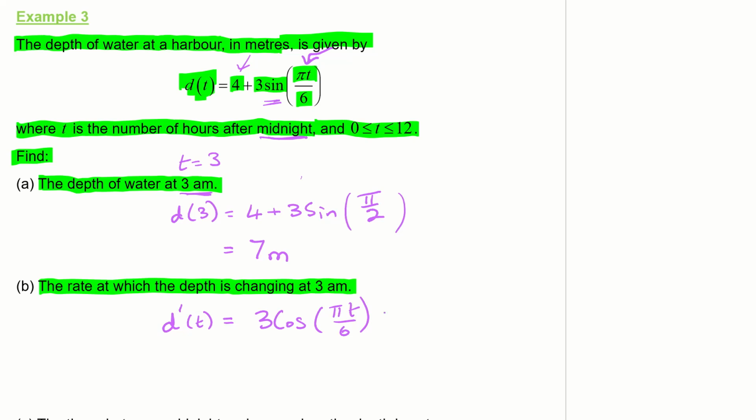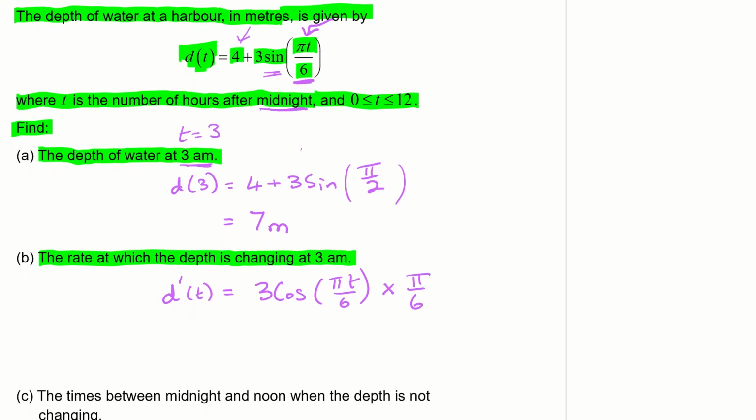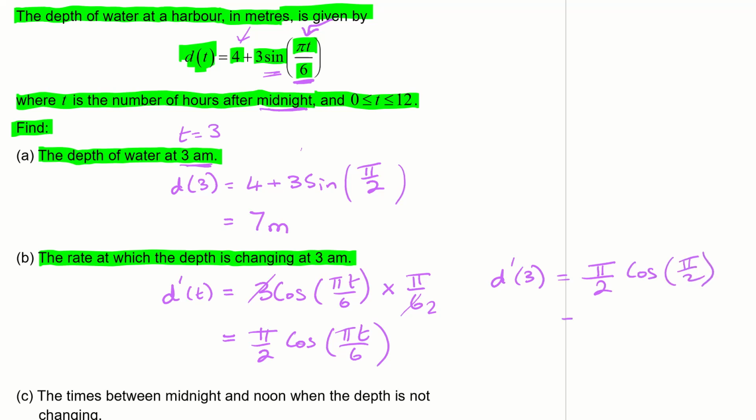But we're using the chain rule, so we have to multiply by the differential of the inside function, which is pi by 6. And so 3 and the 6 cancel. We're going to get pi by 2 cos pi t by 6. And then we want d dashed of 3, which is going to be pi by 2 cos pi by 2, and cos pi by 2 is 0, so that is just going to be 0 meters per hour.